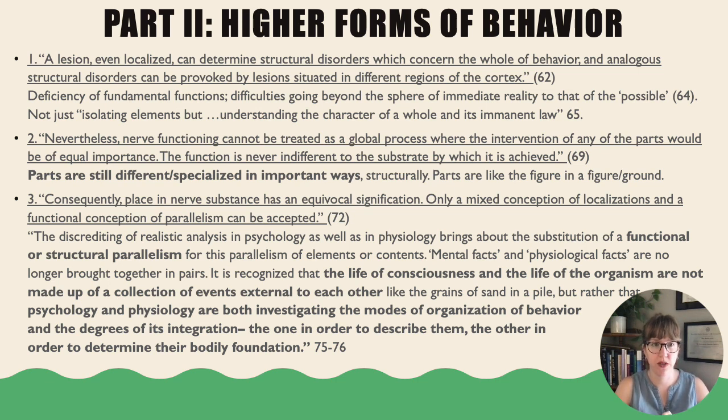Okay, agreement part 2. Nevertheless, nerve functioning cannot be treated as a global process where the intervention of any of the parts would be of equal importance. The function is never indifferent to the substrate by which it is achieved. So this is a nuance, a counterpoint to number 1, that counterbalances it. The existence of parts, that there are still parts in the nervous system and brain. They have specialization, and later in this part of the book, he's going to talk about how parts might be seen like a figure in a figure-ground relationship. So this is a big Gestalt concept.